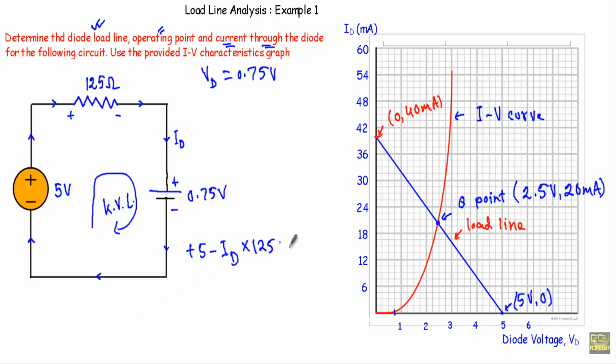If I apply KVL, I will get plus 5 minus ID into 125 minus 0.75 equal to 0, from which I can show ID will be equal to (5 minus 0.75) divided by 125, which will be equal to 34 milliampere. Okay, that's it.